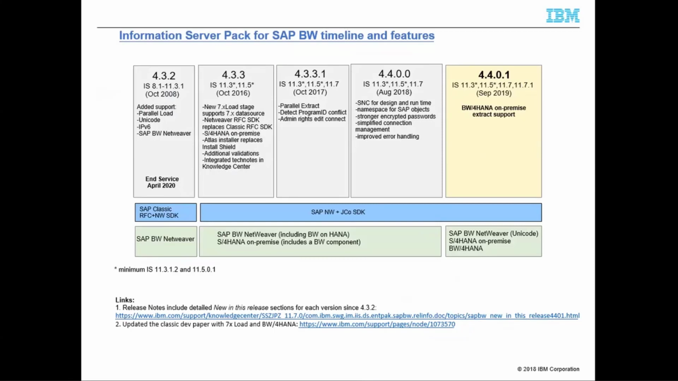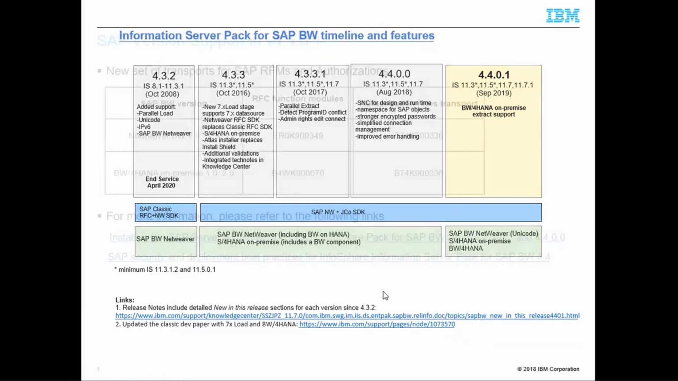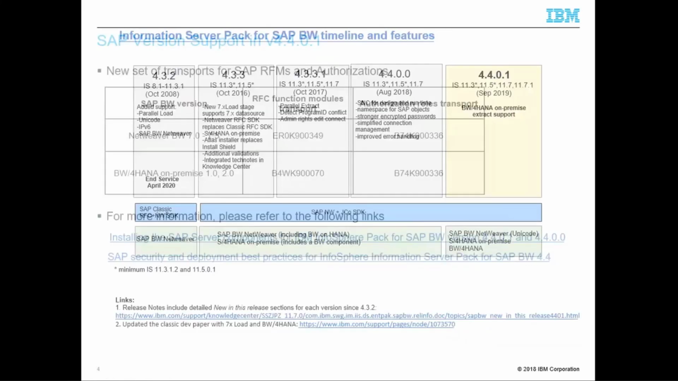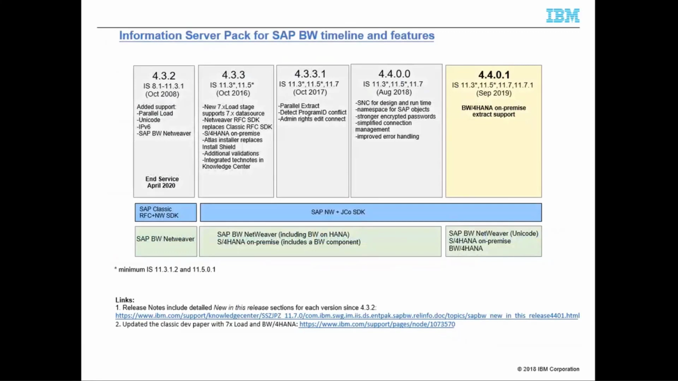So the latest version 4401 just has this one major feature, the BW for HANA on-premise extract support. And in addition, we've done major updates to the knowledge center, including the classic article that guides customers step by step on how to build jobs, complete with SAP screenshots. And I will pass the mic to Dhanendra to go through the slides, and then we'll have a demo of this new feature.